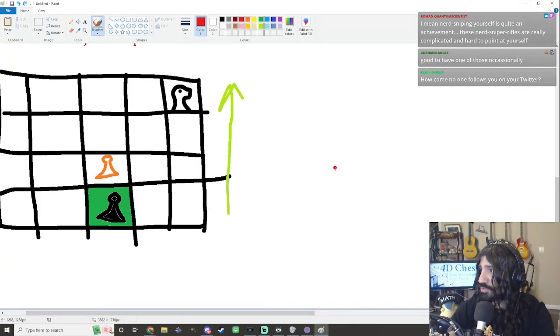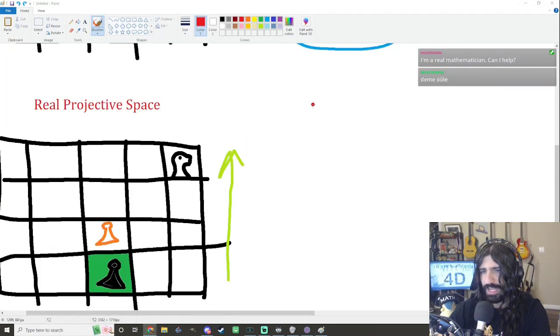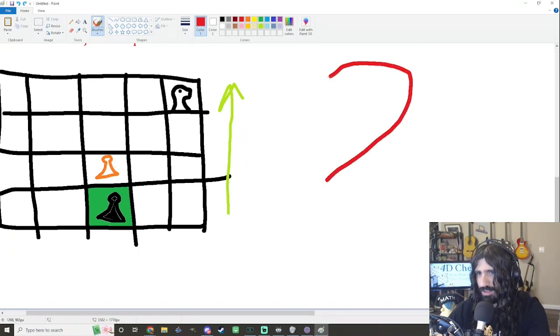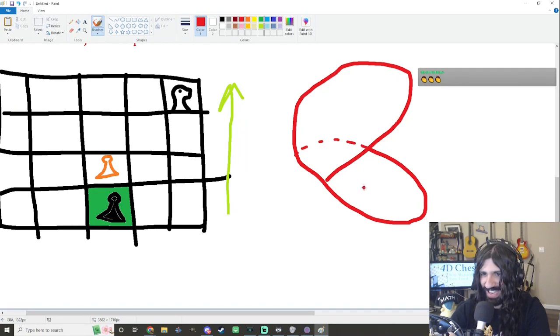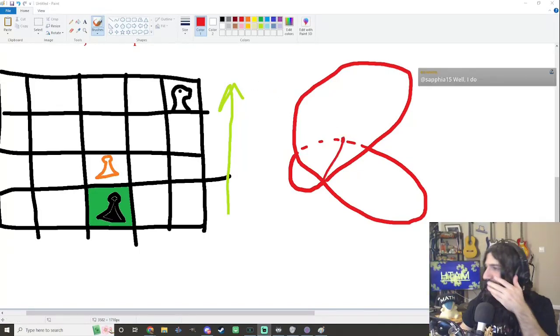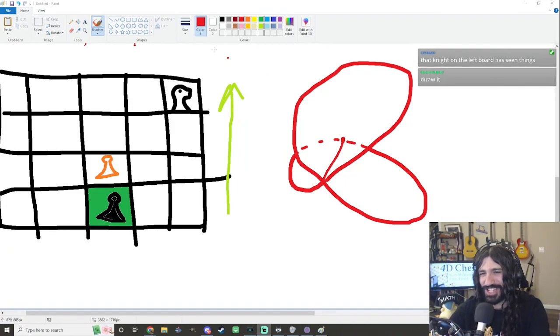How do you draw real projective space? Real projective space, technically it's the real projective plane. Who cares? Okay. All right, wait, I can do this. Okay, so then you have a crease, which will show with a thinner line. Let me get through this. That knight on the board has seen some shit. Okay, wait, it'll make sense when I draw the grid.